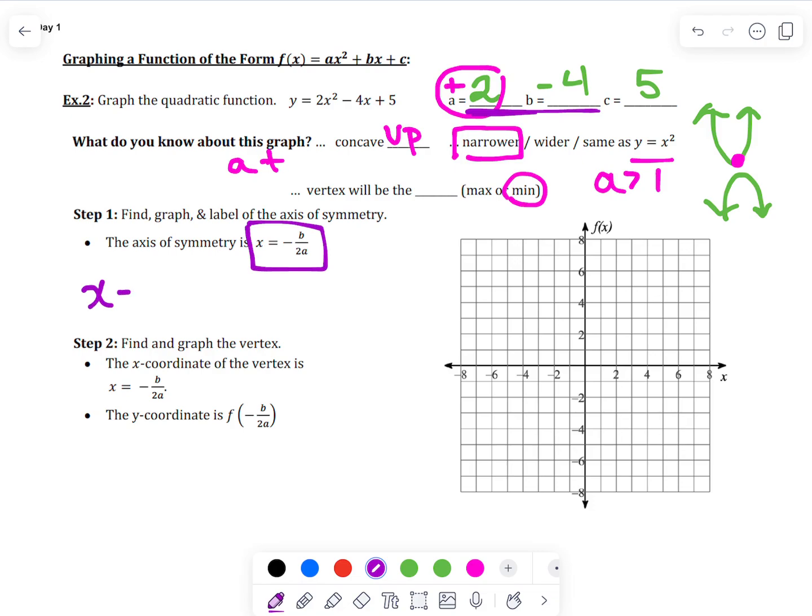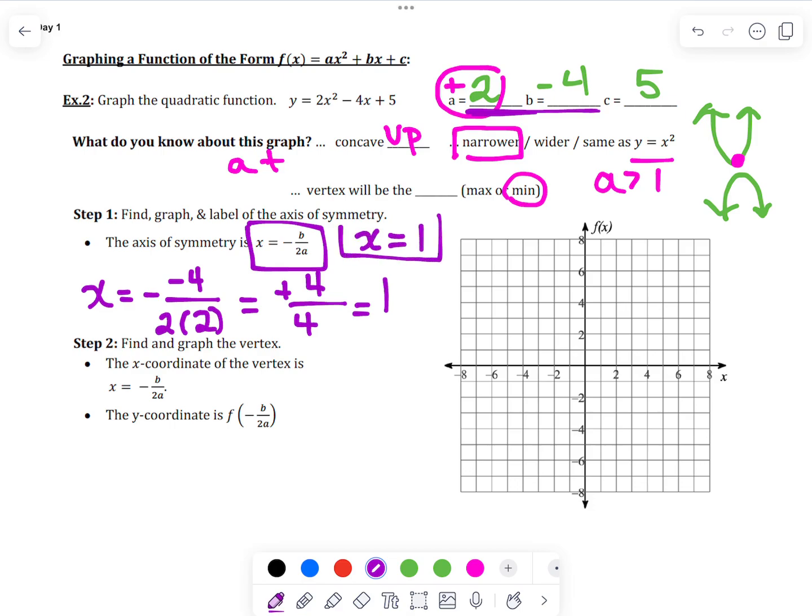So x equals negative, and now we substitute our b in, which is negative 4, all over 2 times a, which is 2. Then we simplify it. So we get negative, negative turns to a positive 4 over 4, which is 1. So our axis of symmetry needs to be written as an equation, x equals 1.